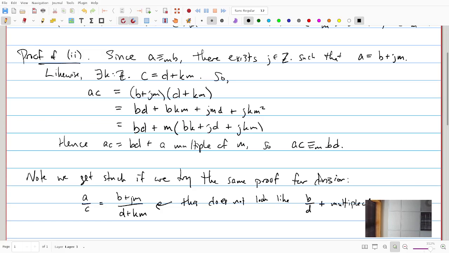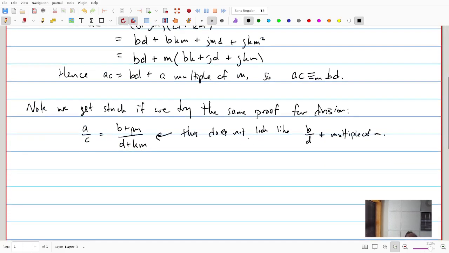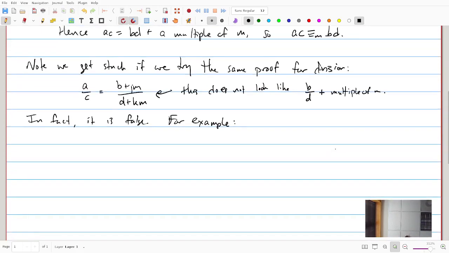This isn't an argument showing that maybe we just aren't clever enough and we have to come up with a different way to prove that it works for division. But it actually is false. So let me show you an example. In fact, it is false. For example, let's see what would be a good example.